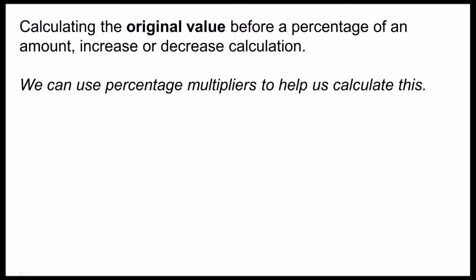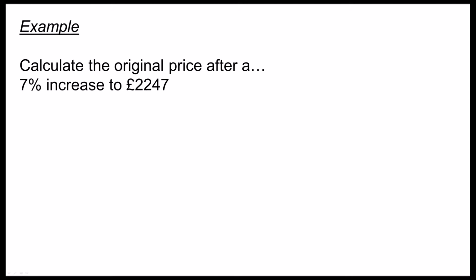The key thing that you're looking for is the fact they want the original value, so you're working backwards to get that answer. In this first example, we're asked to calculate the original price after a 7% increase to £2,247. The key thing is that we want the original price, and therefore it's a reverse percentage question.